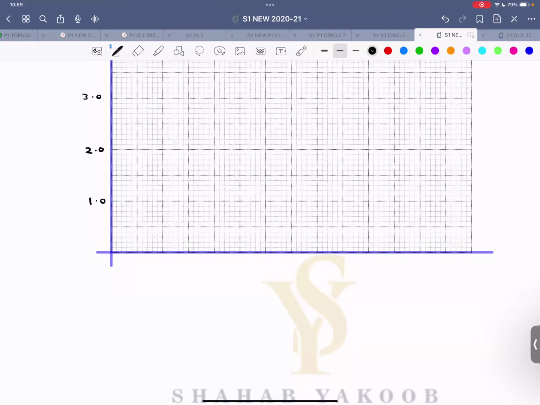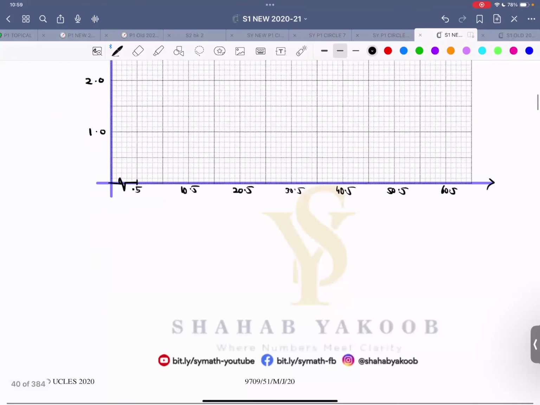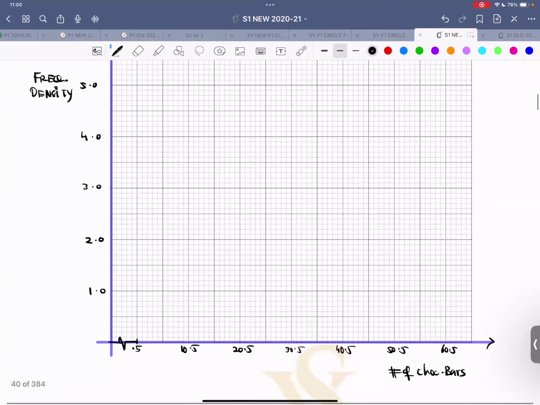There is enough space. So let me write over here, this is 0.5, a squiggly, a jagged line. This is 10.5, this is 20.5. So there are 10 units in between. 30.5, 40.5, 50.5, and 60.5. Right over here, class boundaries, which is the number of chocolate bars sold. So this is the number of chocolate bars sold. And that's the frequency density.